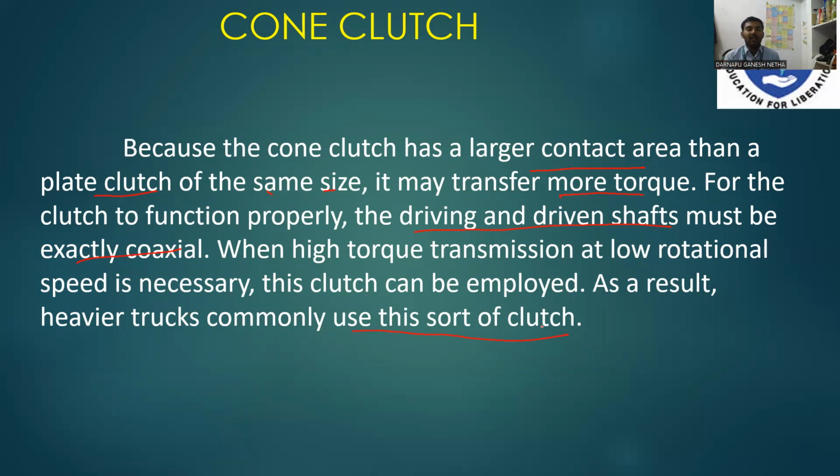This slide is telling that for the cone clutch, the cross-sectional area is more than the single plate clutch, and also the cone clutch can transmit more torque than the single plate clutch, and also the driving shaft and driven shaft must be coaxial. And these cone clutches are used in heavy trucks, which are employed for transport of heavy loads. In these particular areas, the cone clutches are going to be used.